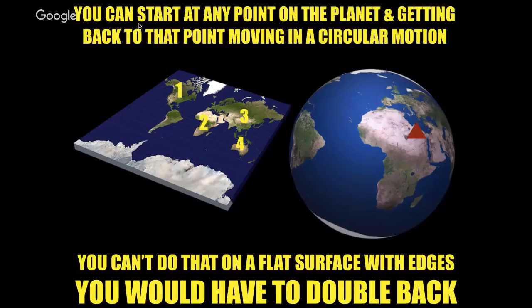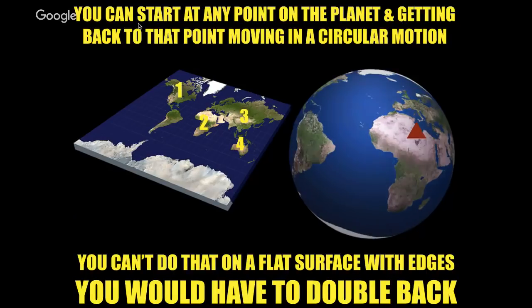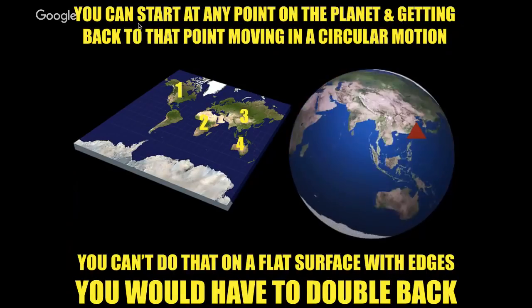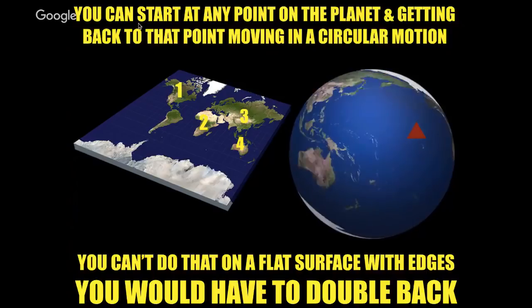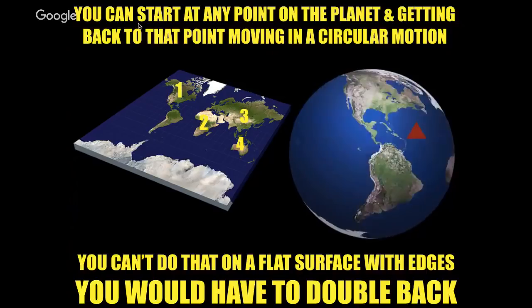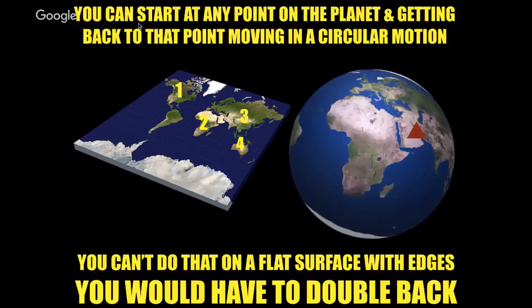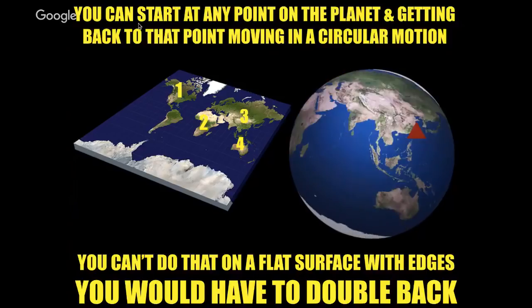Okay? You can start at any point on the planet and get back to that point, moving in a circle of motion. You cannot do that on a flat surface with edges. You would have to double back. You can keep going east till you come back around west, without ever having to double back.